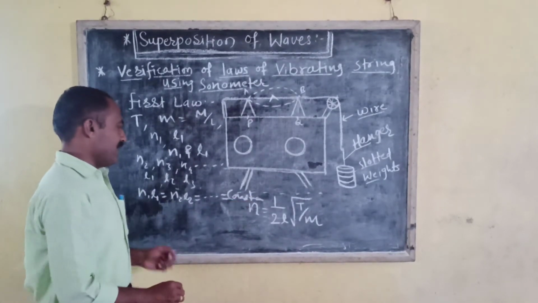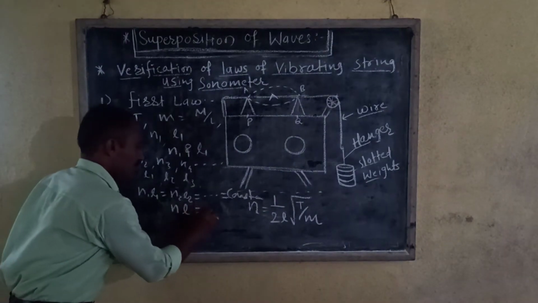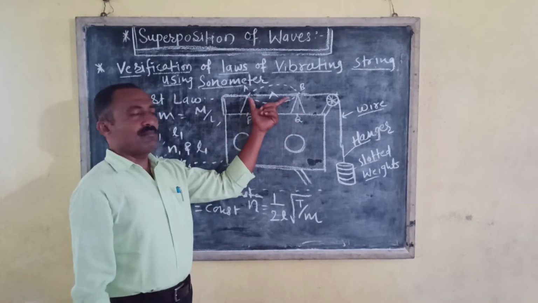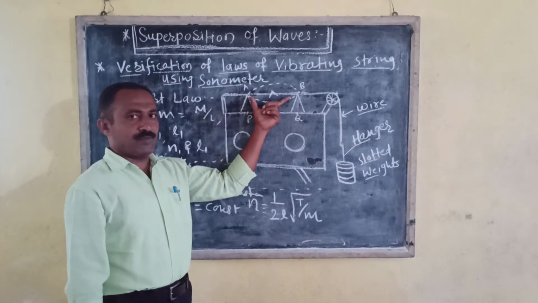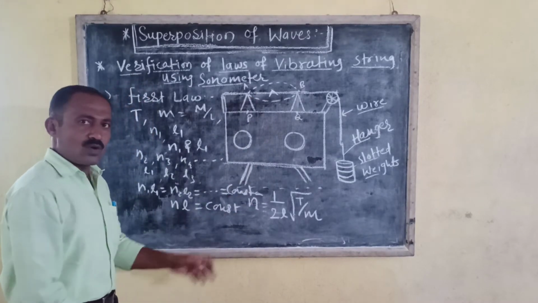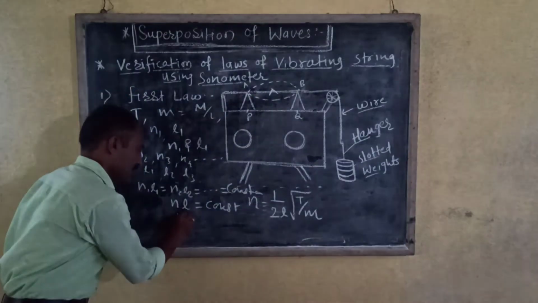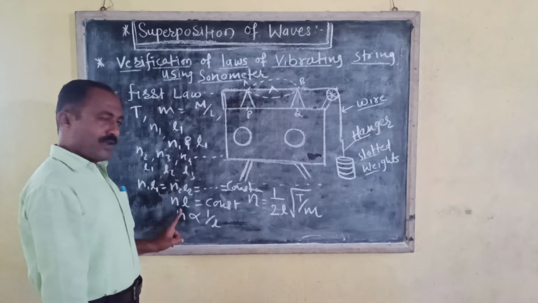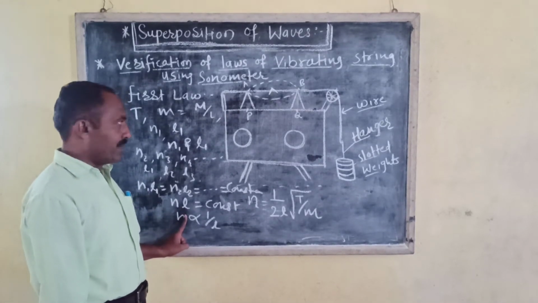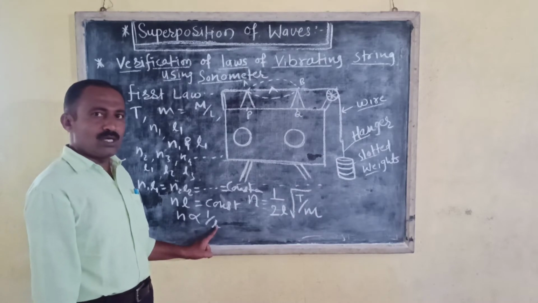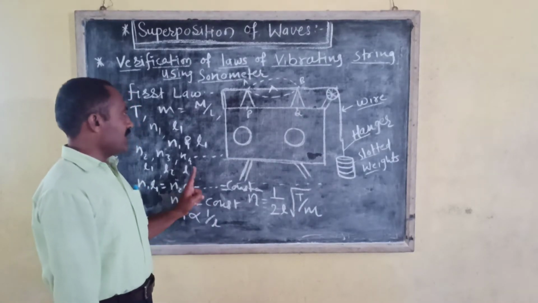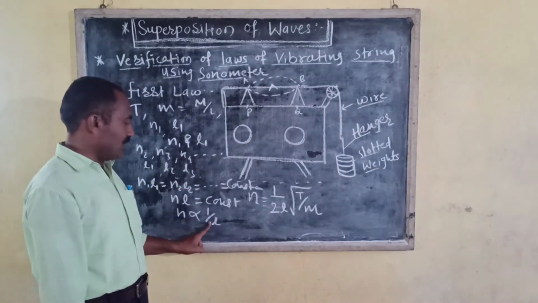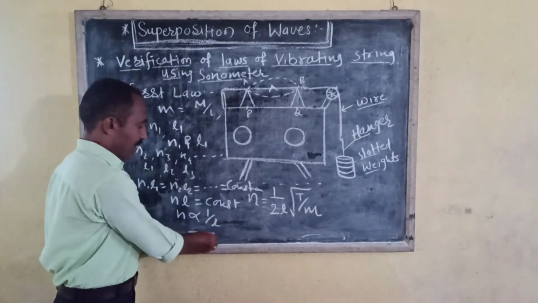From this we can write N into L is equal to constant, when the tension applied to the string and the mass per unit length, that is the linear density of the string, are kept constant. Or we can say that N is inversely proportional to L. That is, the fundamental frequency of vibration of the string is inversely proportional to the vibrating length of the wire, when tension and mass per unit length are kept constant. With the help of this we verify the first law of vibrating string.